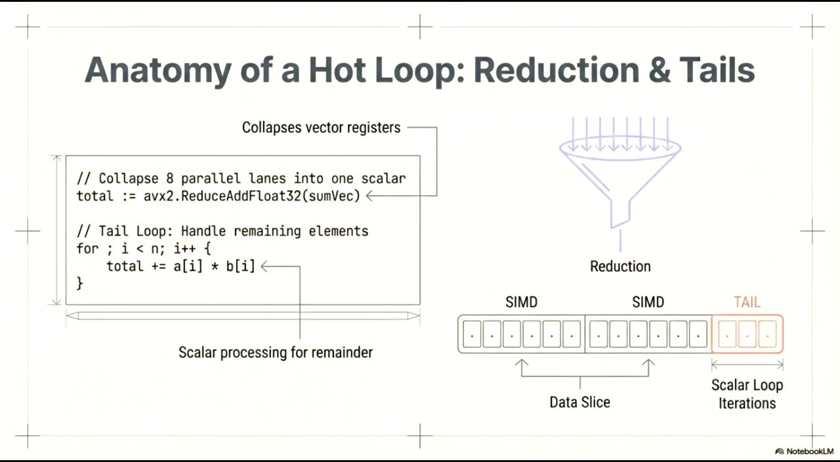However, because datasets are rarely perfect multiples of the vector width, we must account for the remainder. As shown in the data slice illustration, while the bulk of the data is processed in 8-element SIMD blocks, the final 3 elements do not fill a complete register. These are handled by the tail loop using standard scalar processing. This dual approach ensures that we maximize hardware performance while maintaining mathematical correctness across the entire dataset.